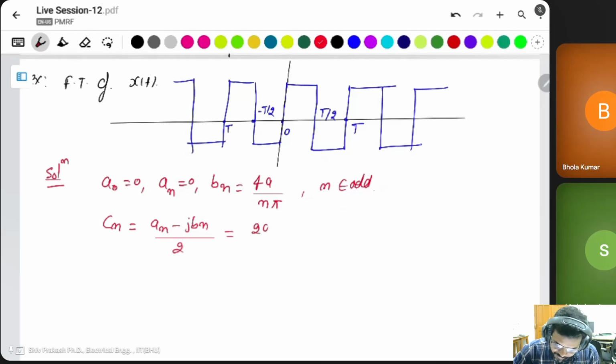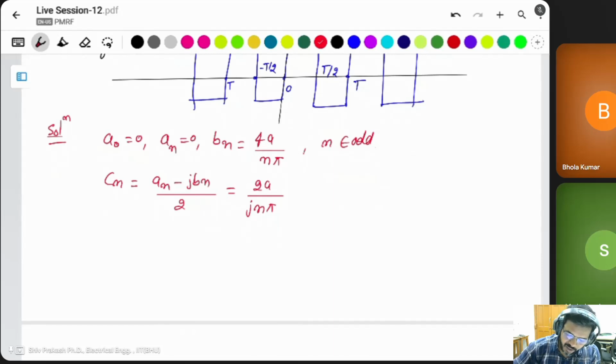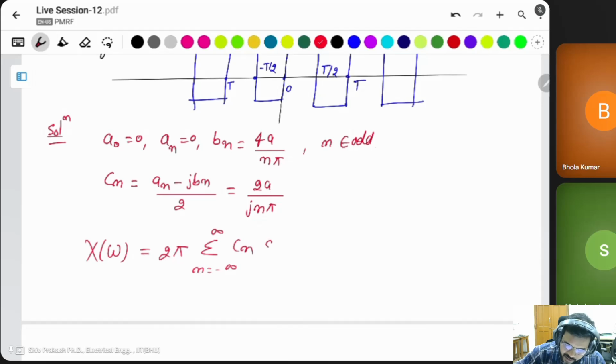Then this will be 2A divided by j n pi. The numerator has a minus j, that's why you can send it to the denominator. The denominator will be j. Cn is this here. Then how can you find the Fourier transform X(omega) of this type of signal given by a Fourier series? You know this is 2 pi times the summation of n from minus infinity to plus infinity of Cn delta(omega minus n omega naught). This is the Fourier transform of a periodic signal.